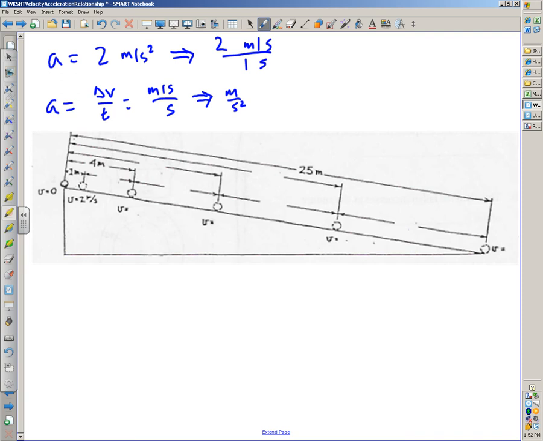Does it make sense that 2 meters per second squared and 2 meters per second over 1 second are different representations of the same value? Is that okay with everybody? Those are really the same thing, just written in 2 different ways. Okay. That being the case, now let's interpret. What is that saying? If the acceleration is 2 meters per second squared, what does that mean to us?